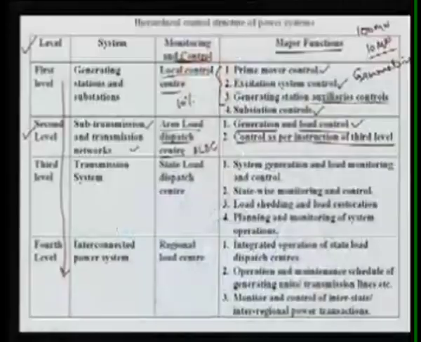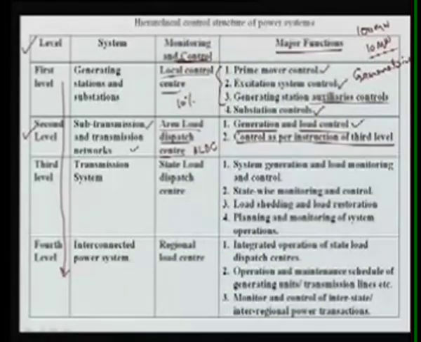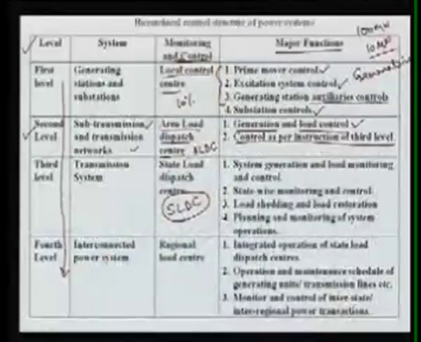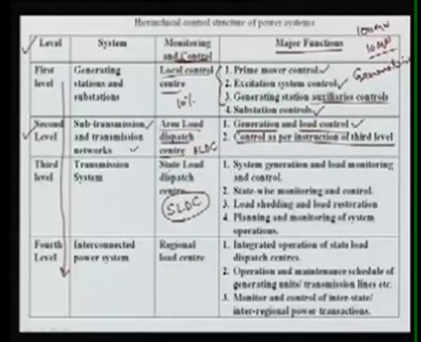So the third level control is nothing but your state load dispatch center, and it is also called SLDC. In each state, for example in UP, we have one. We have one state load dispatch center situated in Lucknow, in Shakti Bhavan itself. This state load dispatch center looks after the overall operation and management of the state of UP itself. The major functions are system generation and load monitoring and control.